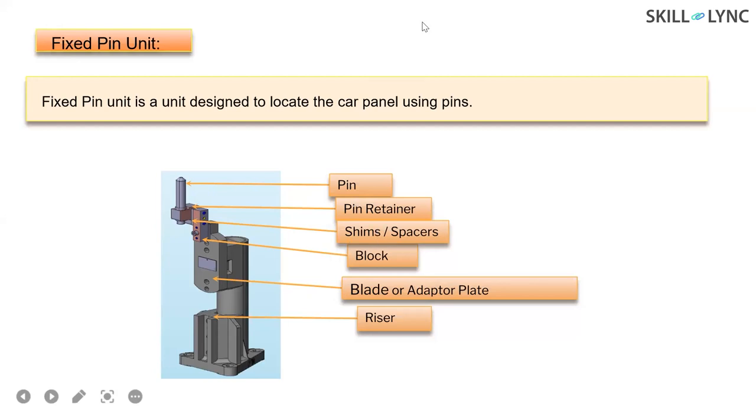Then we have shims. What are shims? Do you have any idea? As we'll be having tolerance for each component, if I want to place the pin in position, because of the tolerances I may not be able to achieve the exact location. So there will be some tolerance stack up, right? I will be explaining it again at the end of the session, with CATIA.